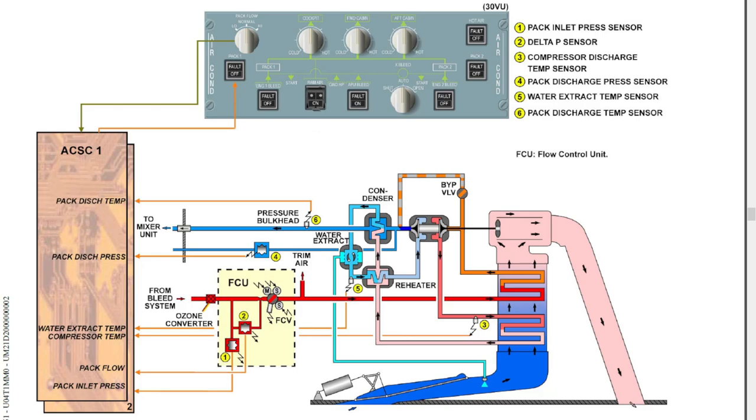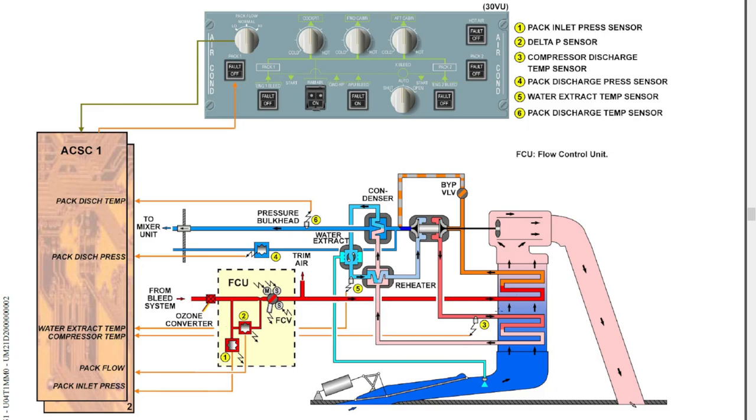And you have a RAM air push button here, and we will discuss that when we discuss the mix unit. Okay, now here you have the hot air switch. We will discuss it when it comes to the hot air system. That hot air system is the trim air part, which we will not discuss here.